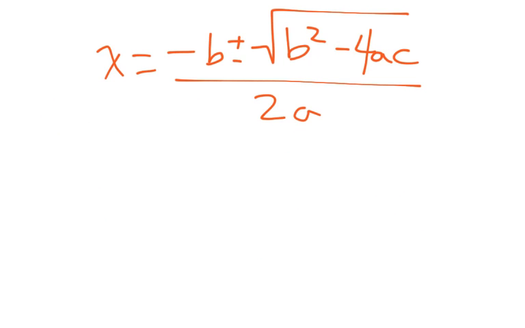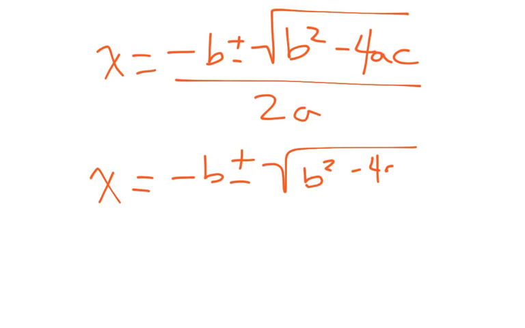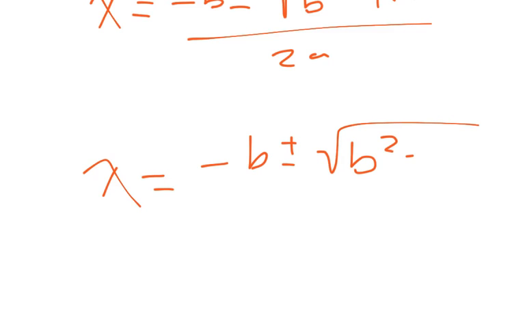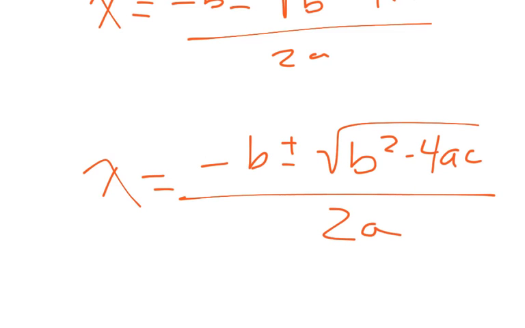On that scrap paper, don't do this quickly. Do this a couple times neatly. Negative b plus or minus the square root of b squared minus 4ac all over 2a. X is equal to negative b plus or minus the square root of b squared minus 4ac all over 2a.